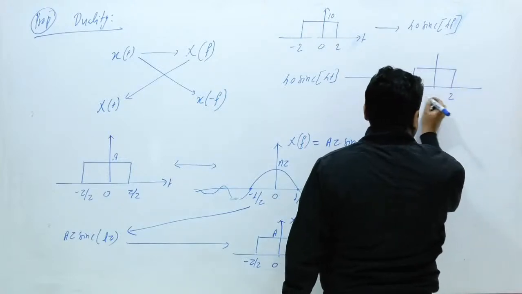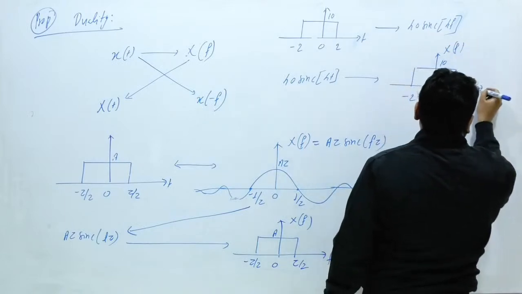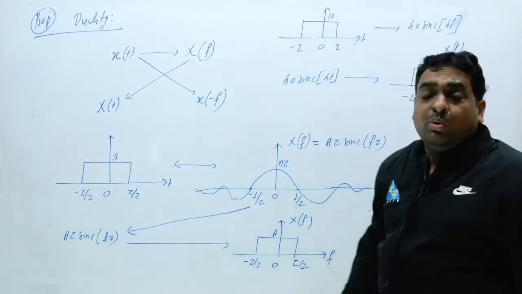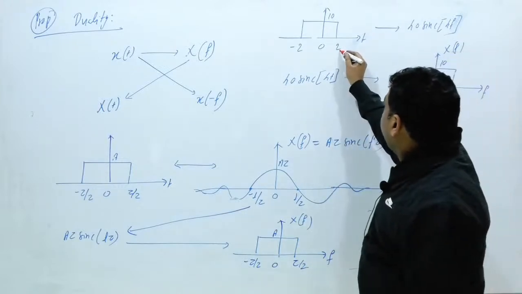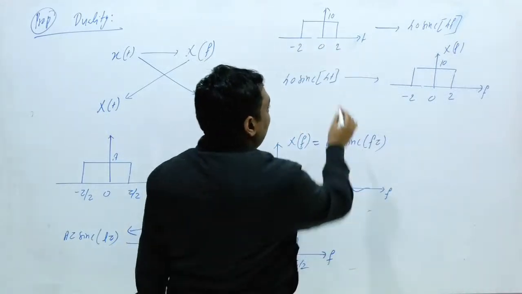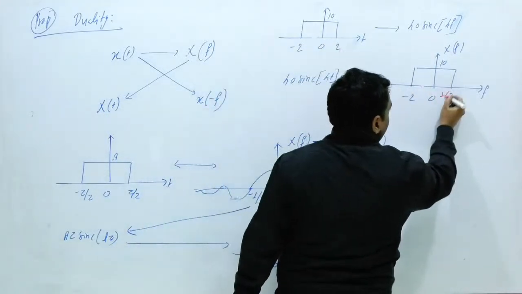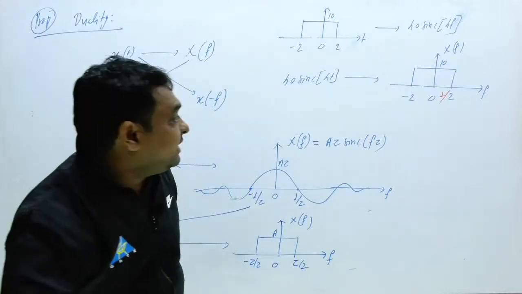This is 2, this is minus 2, this is 0, this is 10, and this is X(f), and you can say this is f. What is the important point here? What do students generally do? Students change this 2 to 1 by 2. Generally students will do this thing. They will put here 1 by 2. You will get it wrong. You have to concentrate on this.